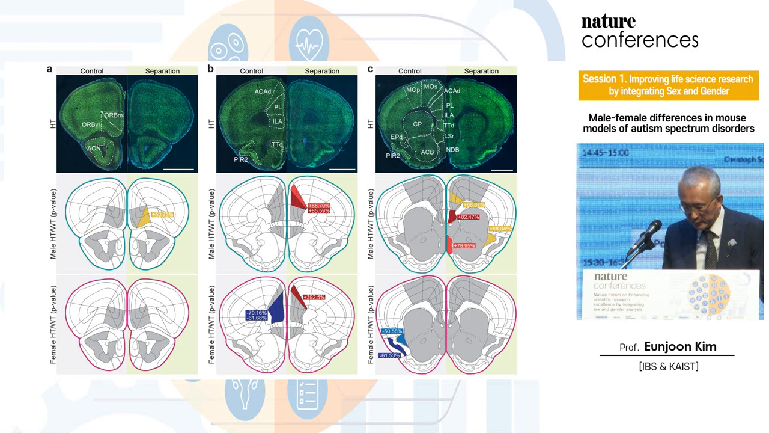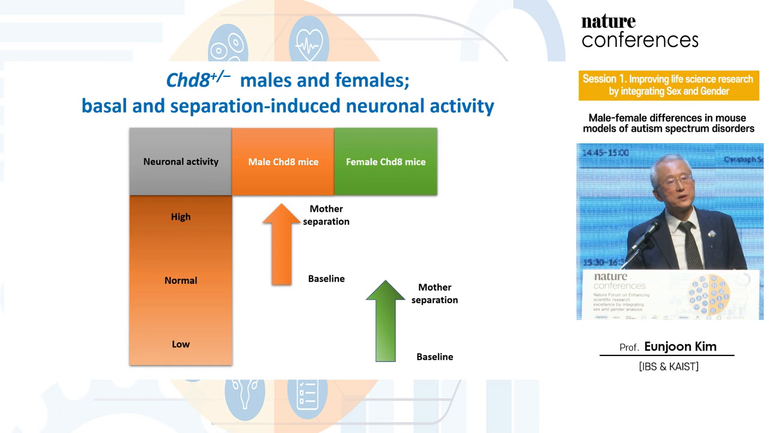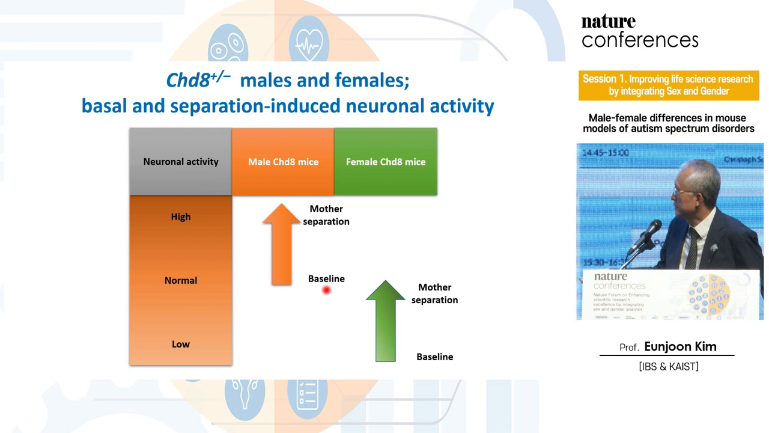However, this is the data from female mice. On the baseline condition, we could see decreased neuron activity in several brain regions. Upon mother separation, somehow this decrease in neuron activity becomes normalized. So we obtained similar results from other brain sections. So it seems that mother separation stress is causing similar increases in neuron activity in both males and females. But because they have different baseline levels of neuron activity, the end point seems to be different in males and females.